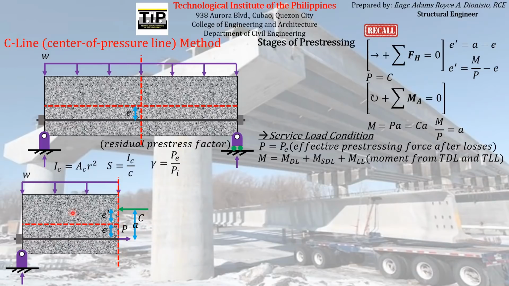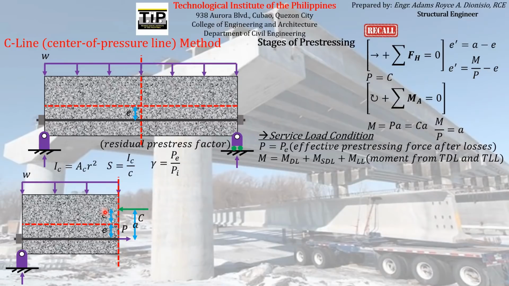And then as the concrete element supports these additional loads coming from the superimposed dead load and live loads, the location of the total compressive force will again slowly move upward up to a distance E prime from the neutral axis or from the centroid. So again, if you want to find the magnitude of E prime, you can just use this formula that we have formulated here.